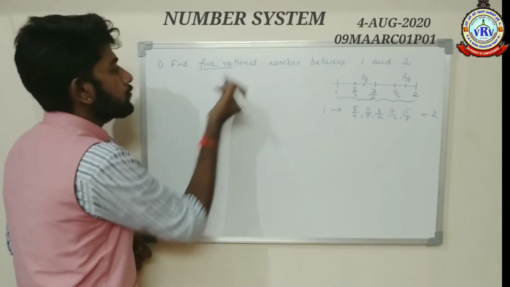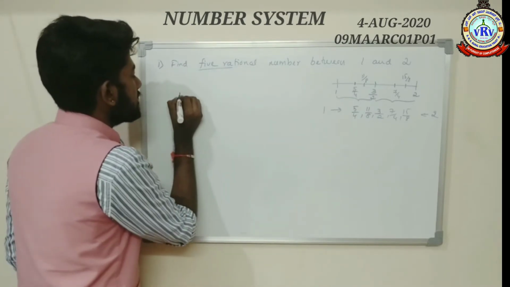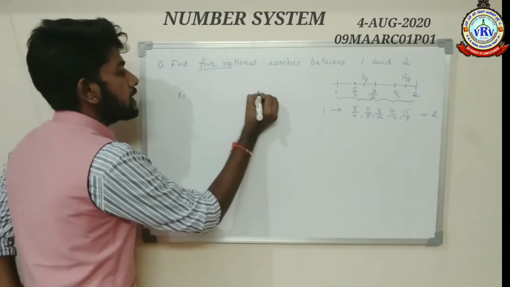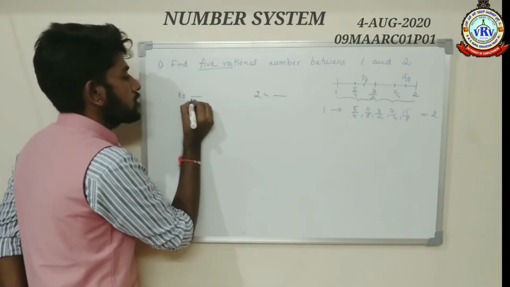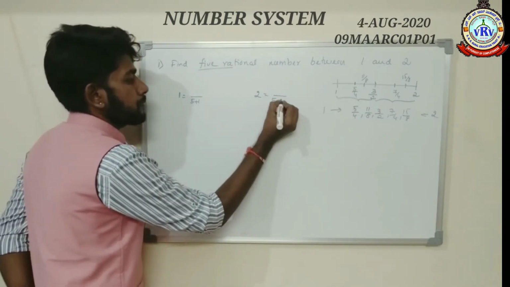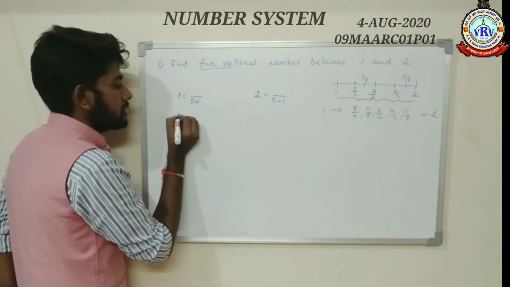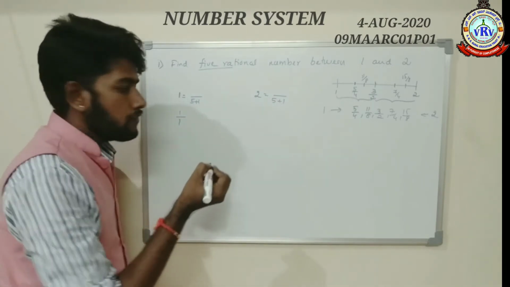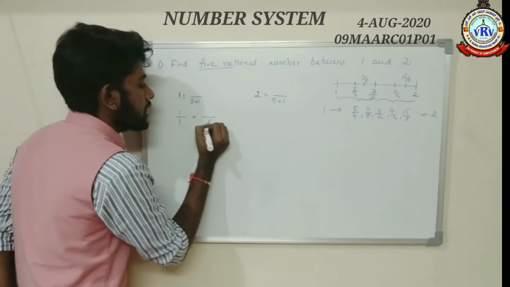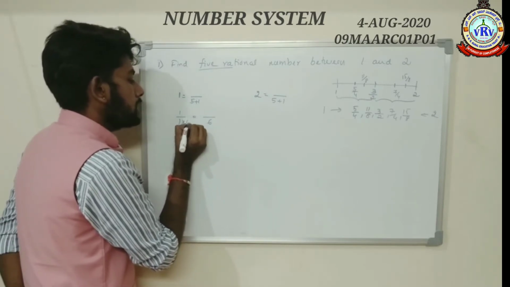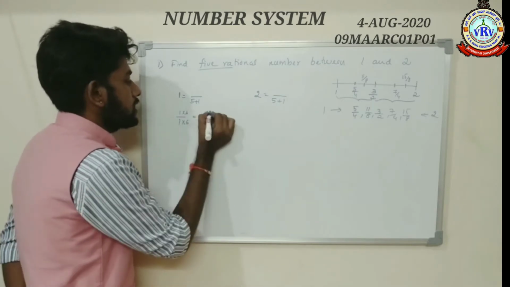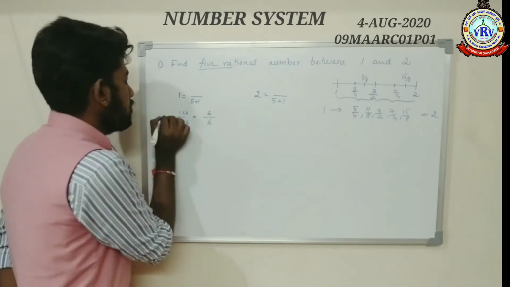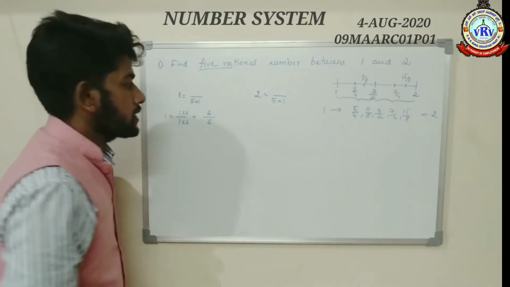Here we require 5 rational numbers, so I have to rearrange 1 and 2 so that the denominator is 1 more than 5. Okay, 1 can be written as 1 by 1. I have to make the denominator 6. Therefore, I should multiply the numerator and denominator by 6. It will give 6 by 6. Therefore, 1 is equal to 6 by 6.